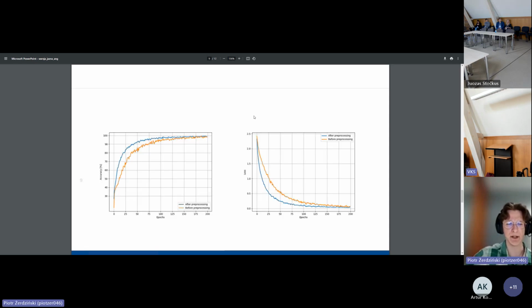So on this slide, you can see the graphs of the results obtained on the analyzed dataset. In blue are the results obtained after preprocessing, and in orange are the results of the sample without any preprocessing. The first two graphs show accuracy and loss function for the training set, respectively. As expected, the graph for the preprocessed data converges to 100% faster and more stably.